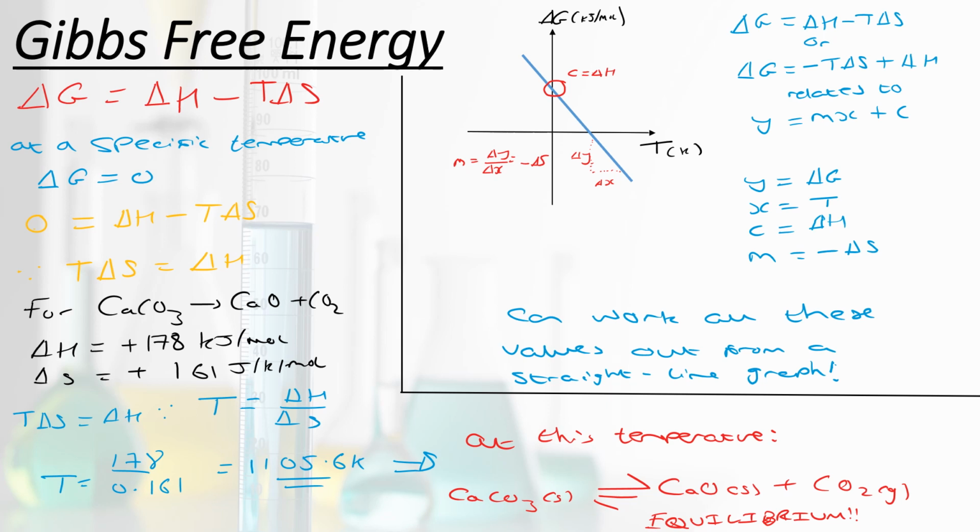So that makes sense. Remember, the enthalpy change and our Gibbs Free Energy change have the same unit. So the point at which it crosses the y-axis will be the enthalpy change. And the gradient, which remember is our change on the y-axis by our change on the x-axis, is going to be equal to the negative entropy change. So all of these values can actually be worked out from a straight line graph as well.